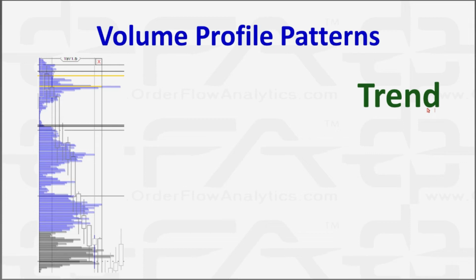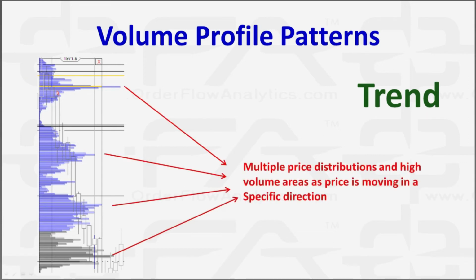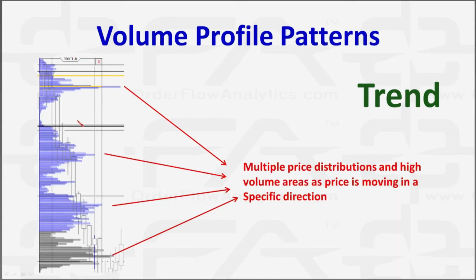One of the characteristics of the volume profile in a trend day will be this. We will see multiple price distributions. So we see for example, a price distribution here. I don't want to screw anything up, but maybe we see one here. Here's a low volume area. We see one here. Here's another low volume area. We see one here. So you see these distributions.